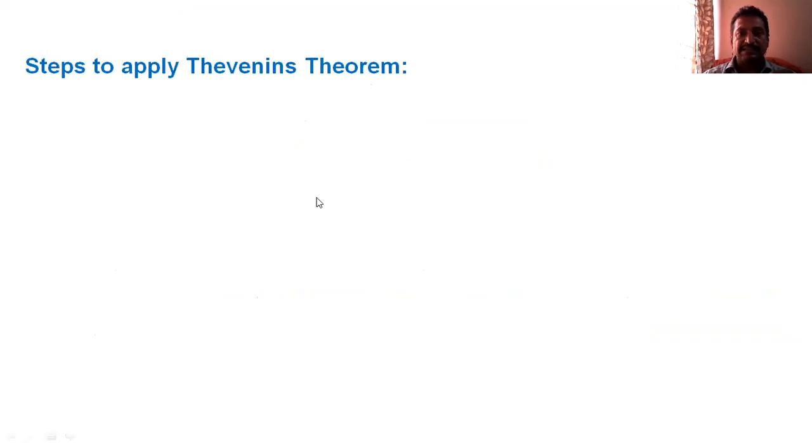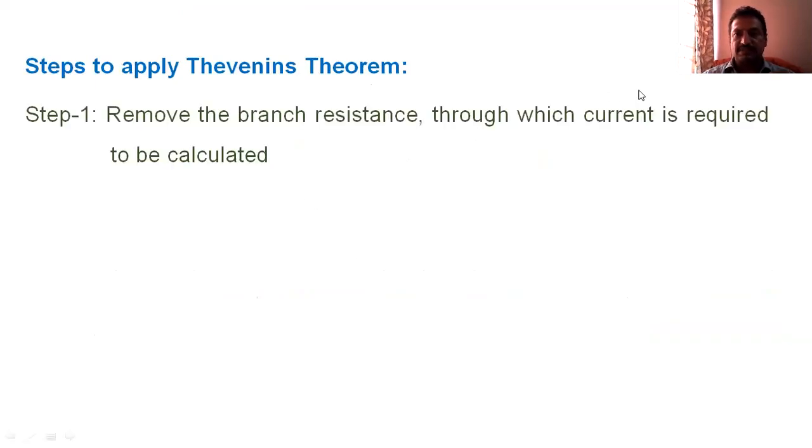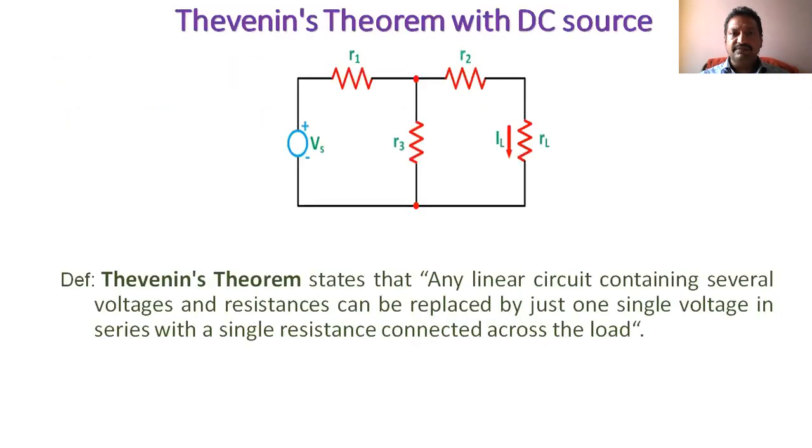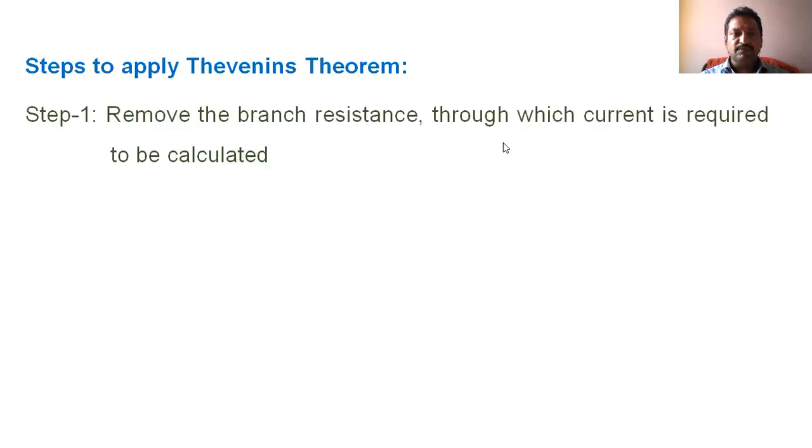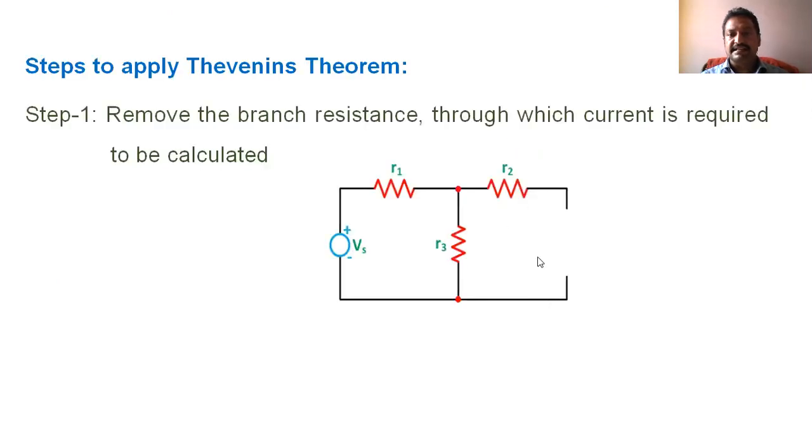Steps to apply Thevenin's theorem. Step 1: remove the branch resistance through which current is required to be calculated. So what is the meaning of that? The first step is to remove this resistance. Remove that resistance.